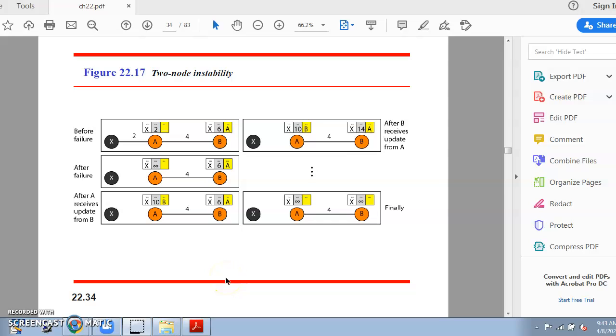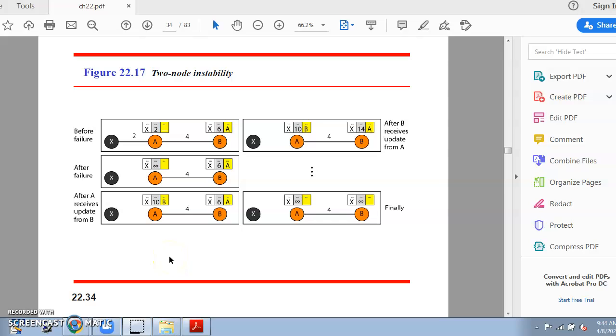Okay, good morning everyone. During this lecture I will discuss the count to infinity problem, also known as the two-node instability. We are taking the example of routers linked up in a series. This problem is known as the count to infinity, and it is a behavior of distance vector routing.